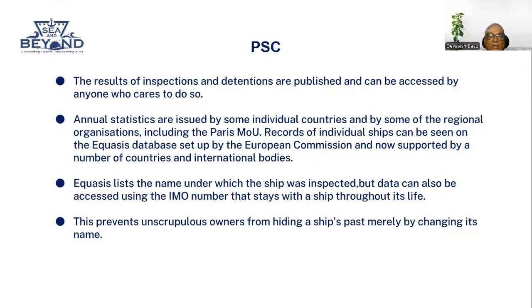EQUASIS lists the name under which the ship was inspected, but data can be accessed using the IMO number that stays with the ship throughout its life. This prevents unscrupulous owners from hiding the ship's past merely by changing its name. So we have IMO numbers now, like the Aadhaar number we have, very unique. If you sell your vessel, your IMO number stays with it, so it is easy to trace any vessel if there is something wrong which has been done, and it should be in the PSC database.